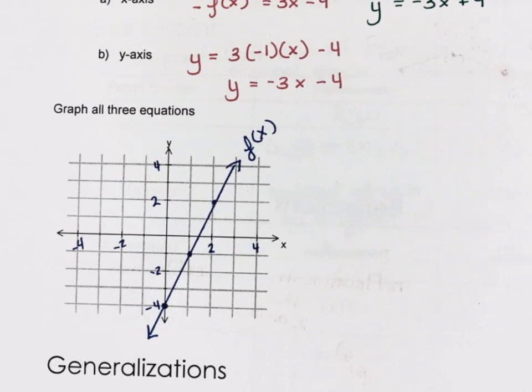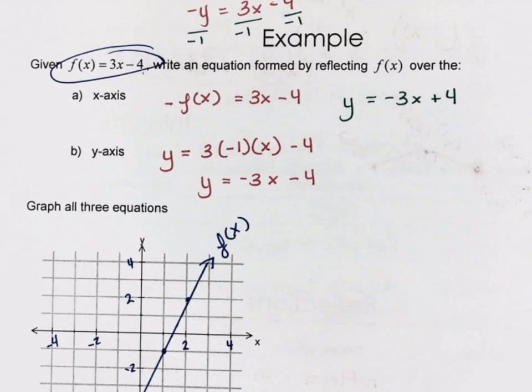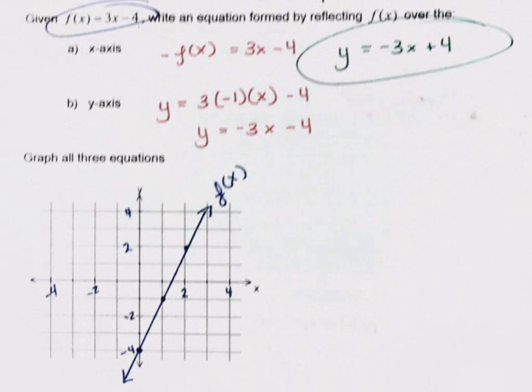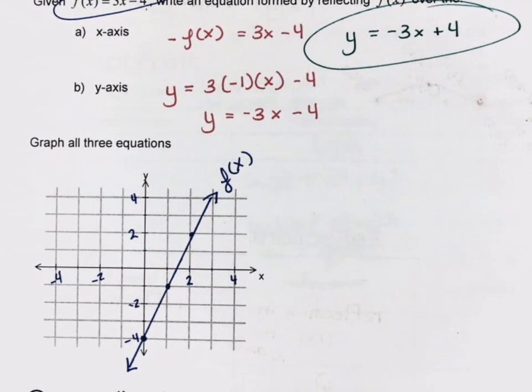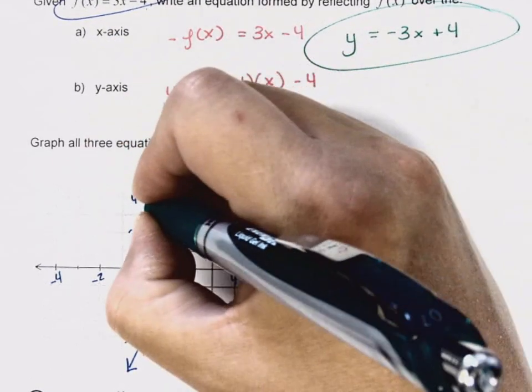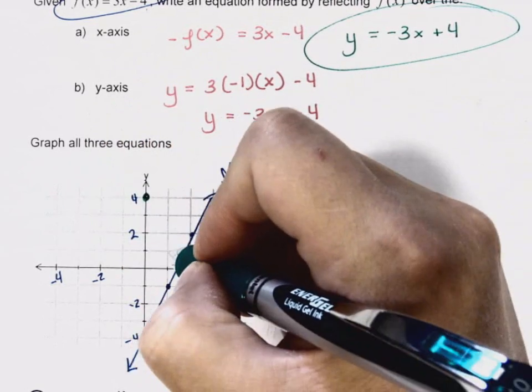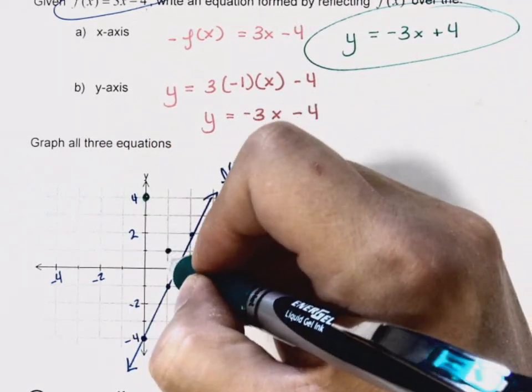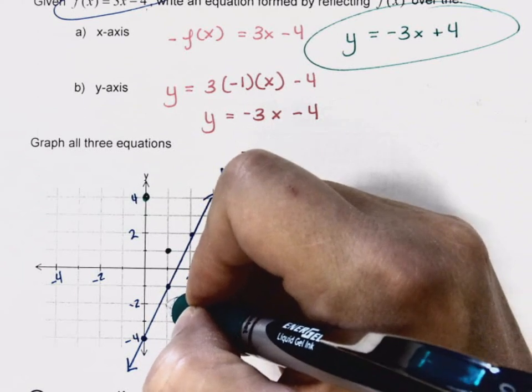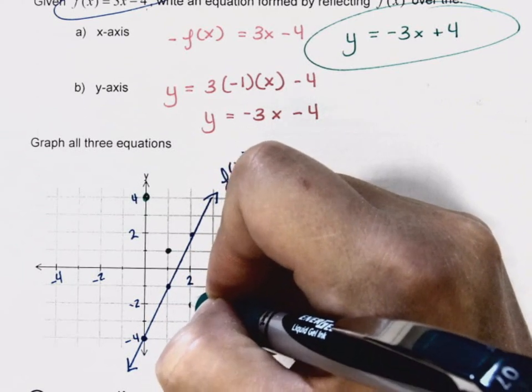Okay, so now I'm going to do this one in green. So now this is going to be y-intercept at +4, and I'm gonna go down 3 to the right 1, down 1, 2, 3 to the right 1.